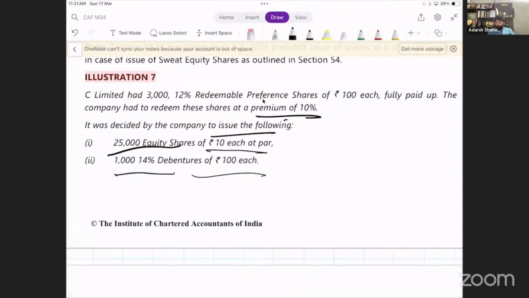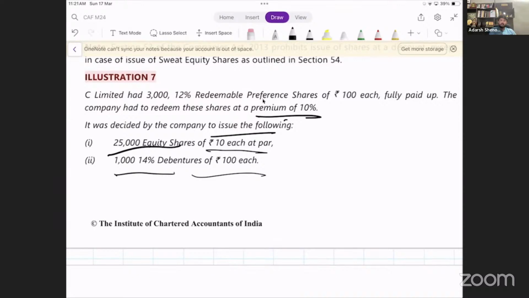We have to repay the face value of the preference shares at a premium of 10%. So 3,30,000 is the cash we will give: 3 lakh towards the preference share capital face value and 30,000 towards the premium. I hope everyone has understood this. So the first entry: preference share capital 3 lakh, premium on redemption 30,000, to preference shareholders 3,30,000.